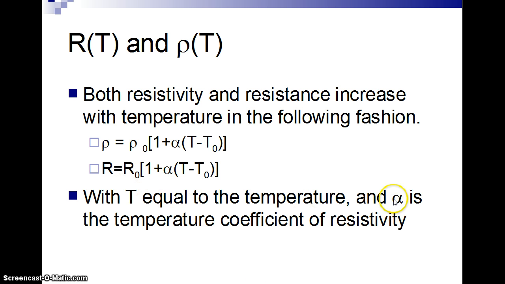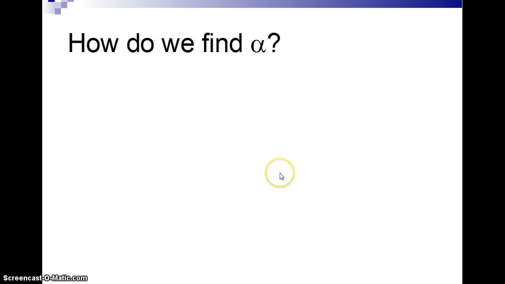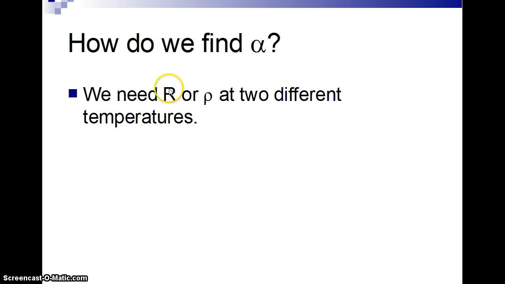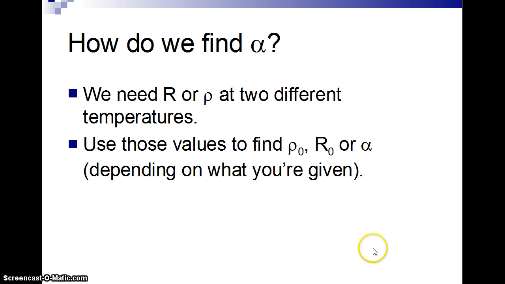Okay. Alpha doesn't really have a nice, succinct name. It's just the temperature coefficient of resistivity. To find alpha, basically we need R or rho at two different temperatures, either at the reference temperature or even two different temperatures. And you use those to find rho 0, R 0, or alpha. It all depends on what you're given. And whenever you're using it, always make sure you're looking at the difference between the current temperature and 20 degrees Celsius.